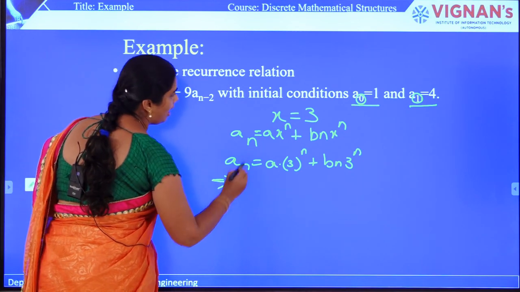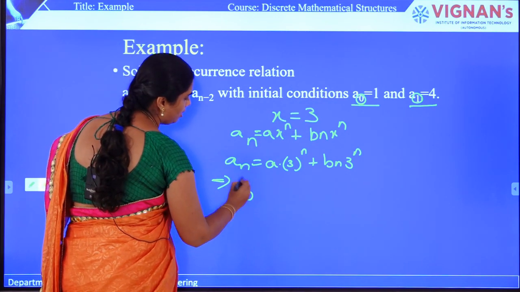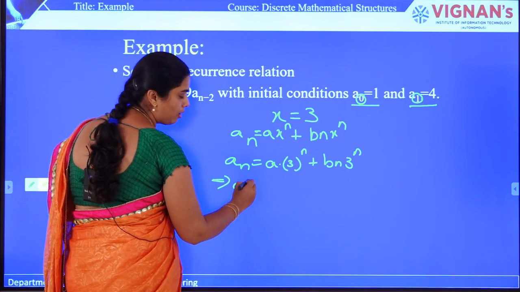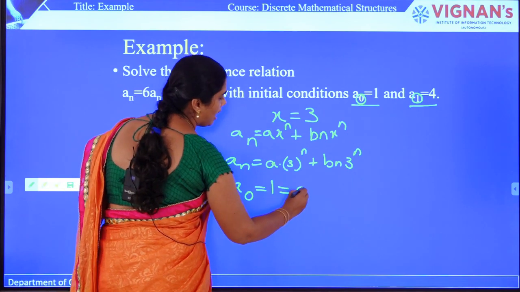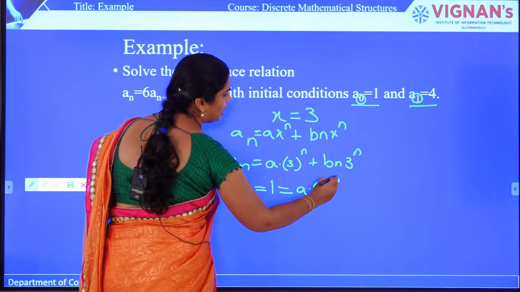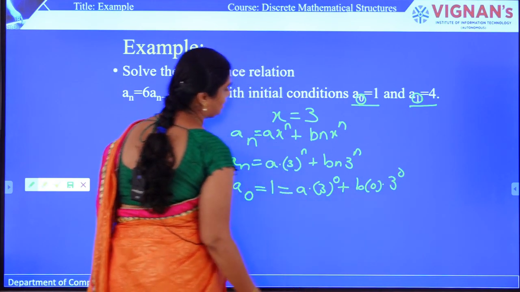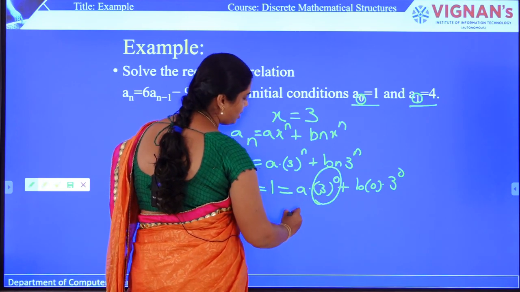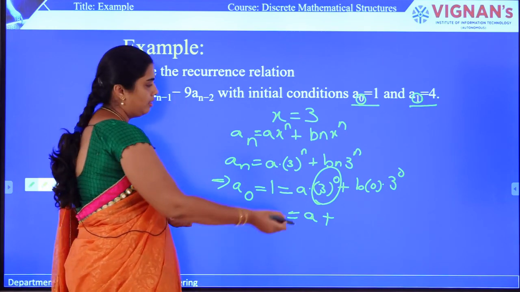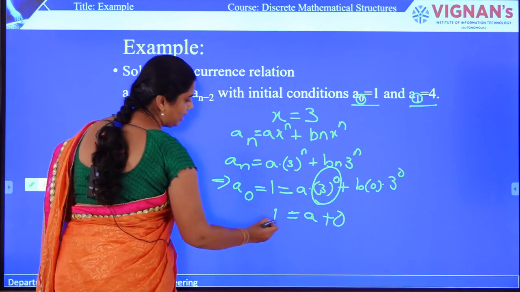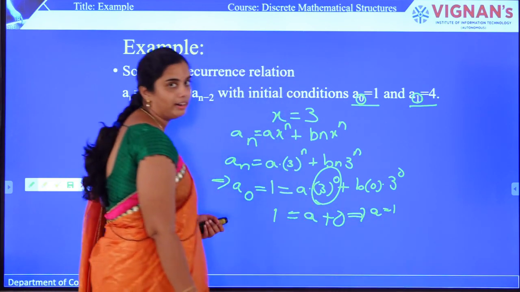So as we know that a0 is equal to 1, so for n equal to 0, 1 is equal to a into 3 to the power of 0 plus b into 0 into 3 to the power of 0. So what is this 3 to the power of 0? It is nothing but 1, right? And here as b is multiplying with 0, this will be 0 as it is, and 1 is equal to a. So from this we will be getting a is equal to 1, okay?